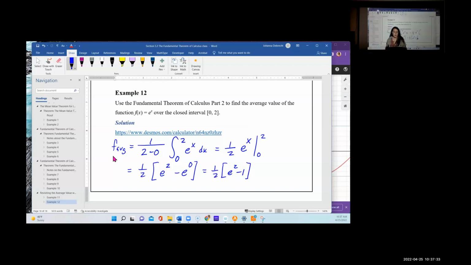Now you could multiply it out, but you certainly don't have to. This is approximately equal to 3.2, which is the height of the rectangle, which has the same area as is under the curve e to the x between 0 and 2. Let's take a look at the function and see what it looks like.